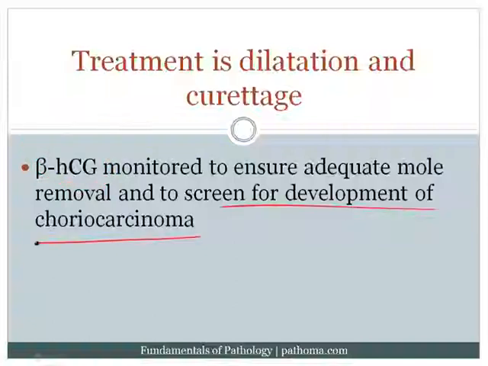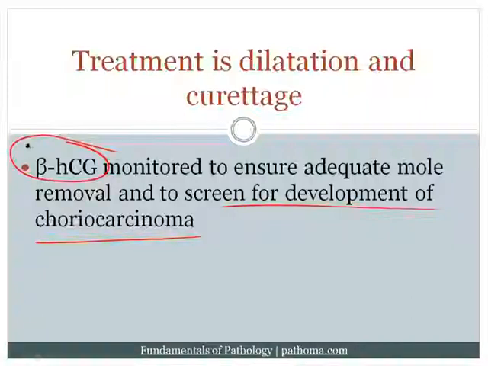Now remember that the feared complication of a molar pregnancy is choriocarcinoma. If a woman has a molar pregnancy, it's emotionally very distressing and it's inconvenient. However, it's not potentially lethal. What's potentially lethal would be the development of a choriocarcinoma. That's the feared complication because that's a high-grade malignant tumor. And so that's what we want to screen for, and we can use the beta-HCG to screen for it.